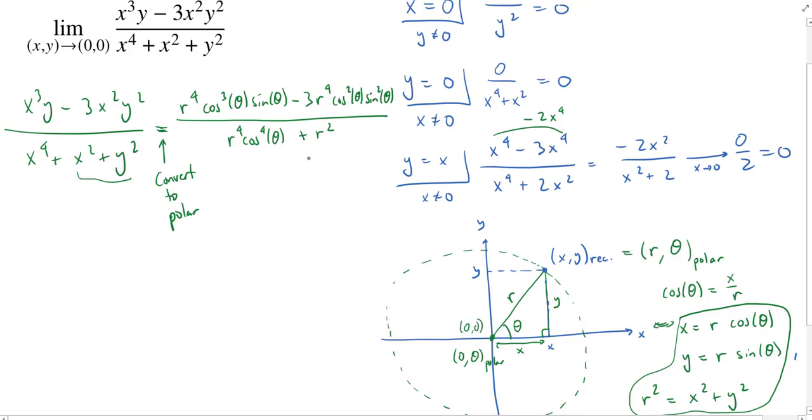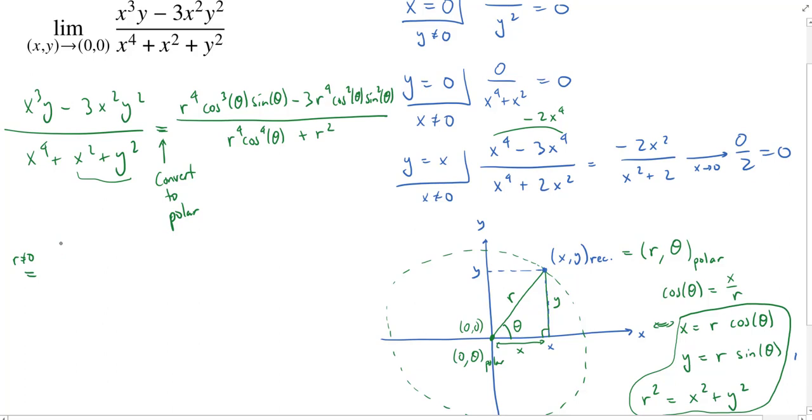Now we can do a little bit of simplification here because you'll notice I have r squared, r to the fourth, r to the fourth, r to the fourth. So I can at least get rid of an r squared from everywhere. So assuming r is not 0, which is what I'm going to assume because when I take this limit, as x and y go to 0, the one place I don't get to make x and y is 0, 0. If my r was equal to 0, there's only one place where r is 0, and that's the origin. So I can assume the r is not 0.